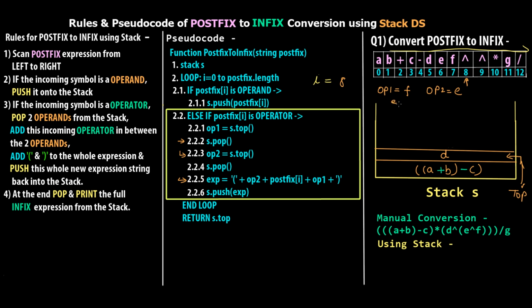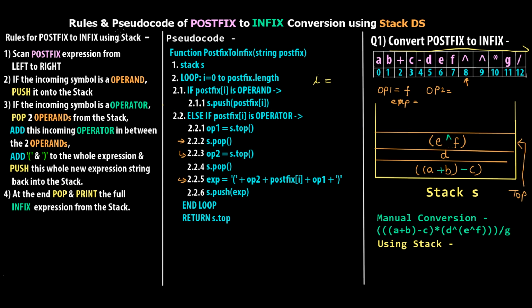And lastly, we create this expression at 2.2.5. We say exp is equal to an opening bracket, then we have op2, which is E. Then we have plus the postfix of I, which is the operator, which in this case is the raised to sign. We'll say E raised to. Then we have plus op1. op1 is F, and then a closing bracket. And we simply push this onto the stack. So in the stack, we will get E raised to F and then the closing bracket. And now this is the new top of the stack.